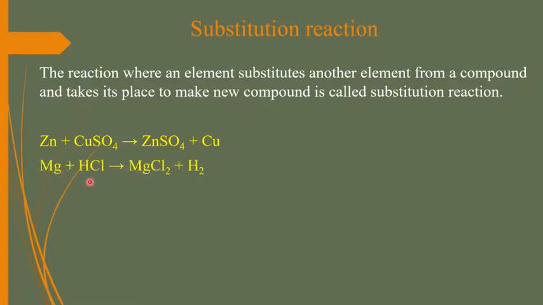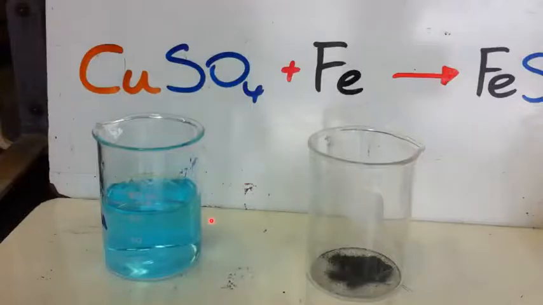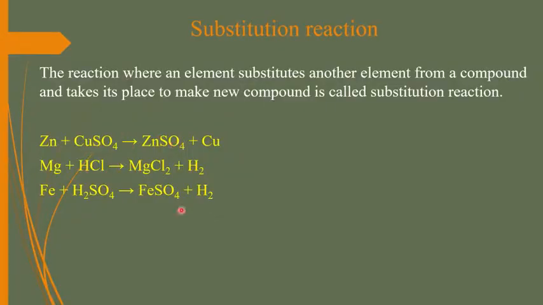Here magnesium substitutes hydrogen from hydrochloric acid and it produces magnesium chloride. Magnesium takes the place of hydrogen and hydrogen becomes separated. Hydrogen is a diatomic molecule, so you will write H2. Here iron substitutes hydrogen from sulfuric acid and it produces ferrous sulfate, and hydrogen becomes separated. Now, dear students, look, in all these substitution reactions, an element substitutes another element from a compound and takes the place of this element.